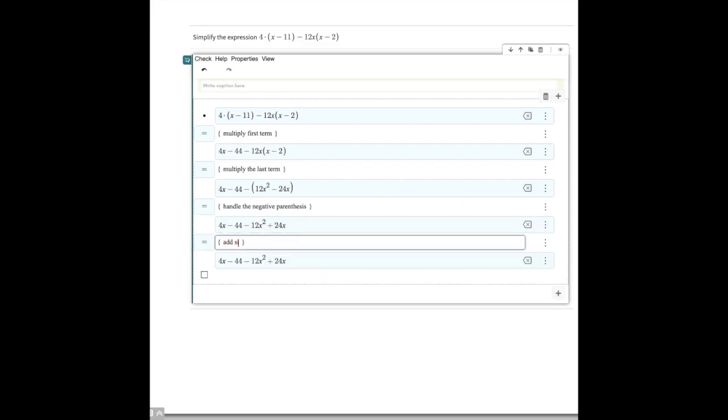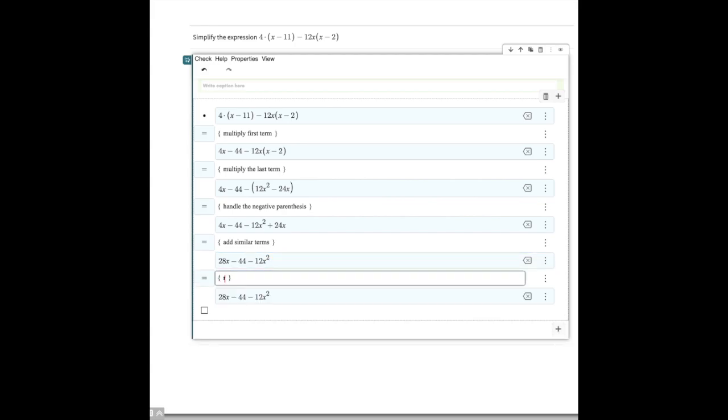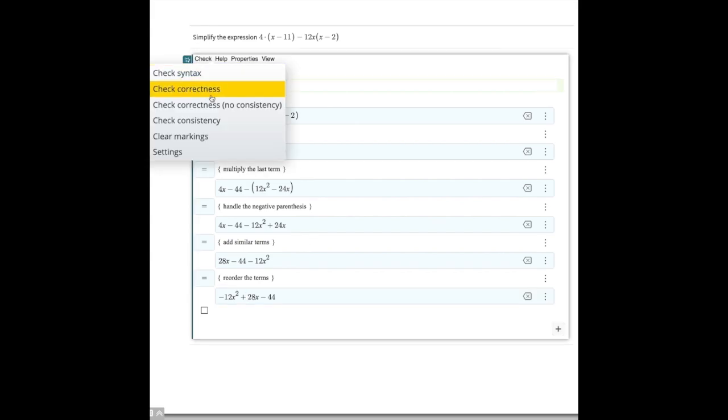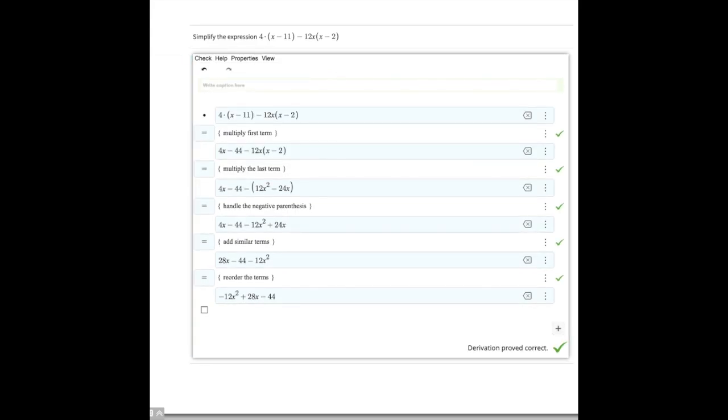And then we add similar terms, and we see that this gives us 28x minus 44 minus 12x squared. And at the last step we reorder the terms. So we move this one first: minus 12x squared plus 28x minus 44. So let's check whether this is correct. Yes, it is correct.